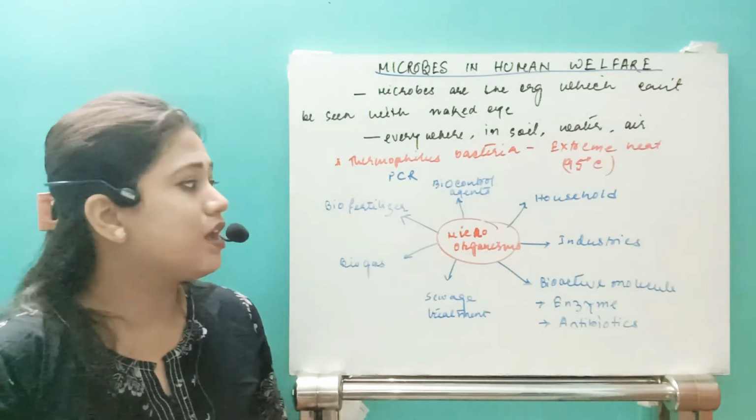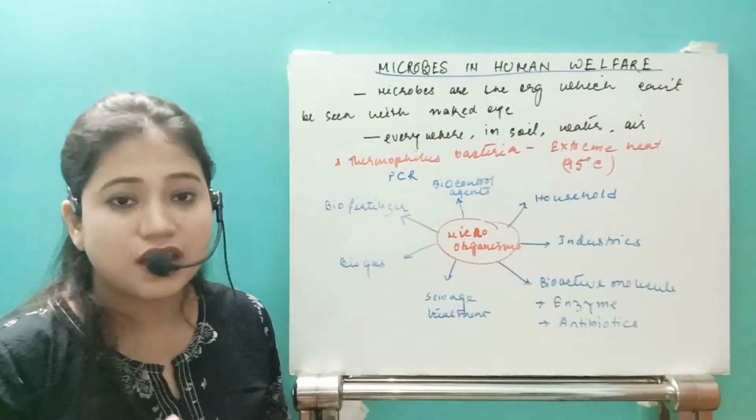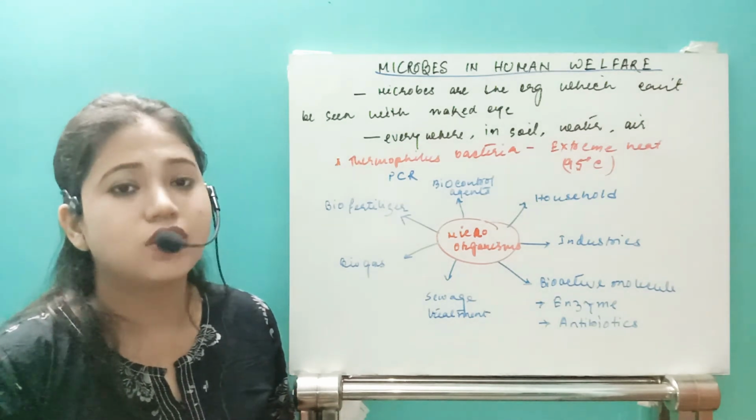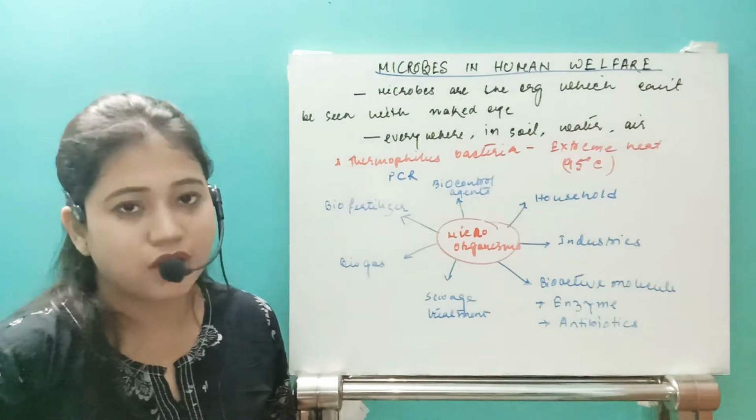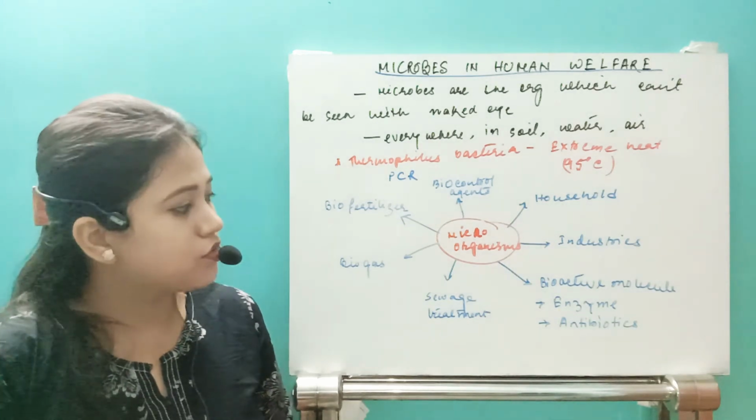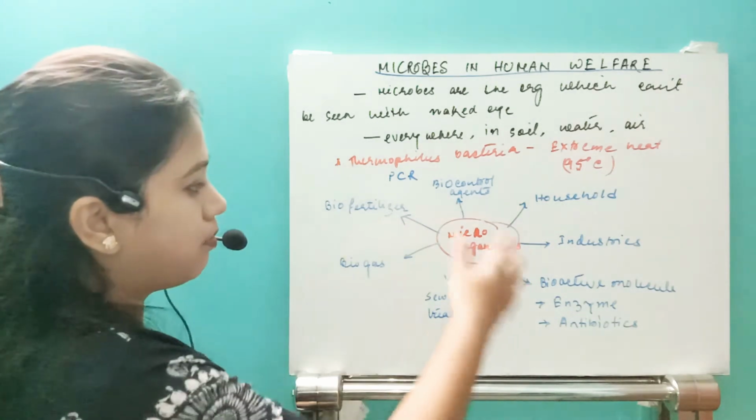So that's why these biocontrol agents are used nowadays, which are species specific, which will kill only that pest but not the other organisms. Okay, so our chapter is all about this.